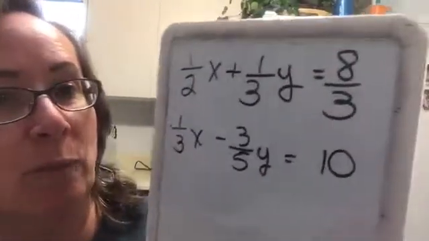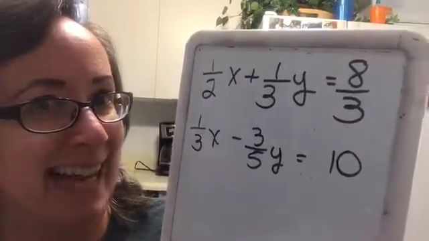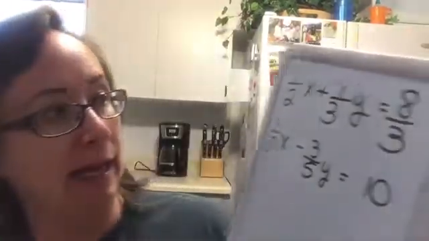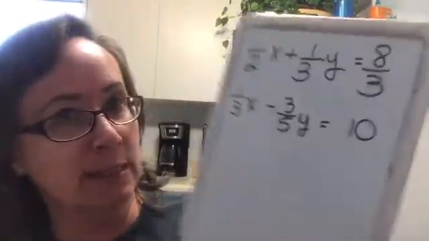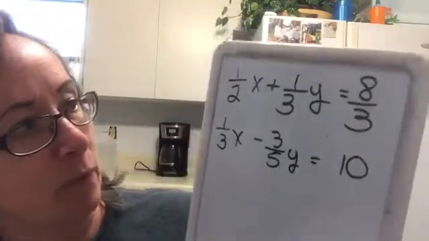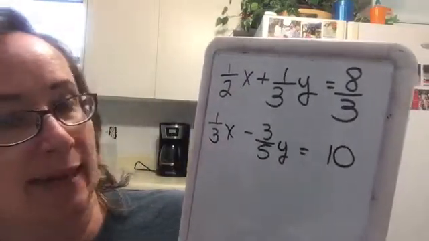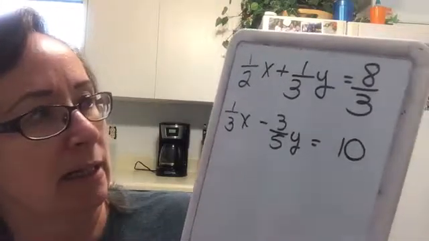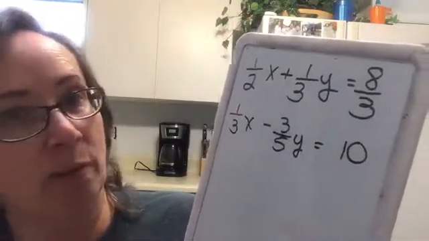Right, so I'm going to do one more with fractions and one with decimals before I move on to the next section. Okay, so when we're looking at this one, we have more fractions. 1/2 x plus 1/3 y is 8/3, and 1/3 x minus 3/5 y is 10. I'm going to clean this whole mess up.